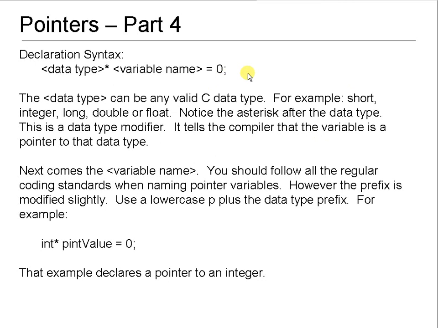Now, notice the asterisk is after the data type. This is a data type modifier. It tells the computer that the variable is not a data type, but a pointer to that data type. Next comes the variable name. You should follow all the regular coding standards when naming variables. However, the prefix is modified slightly. Use a lowercase p plus the original data type prefix. For example, int asterisk is a data type of pointer to an integer. So we change our prefix to pInt, which is a pointer to an integer. And that's not pint, it's pInt. Now, that example declares a pointer to an integer.